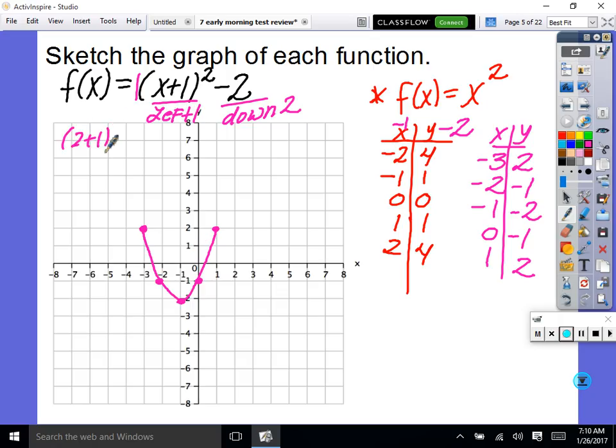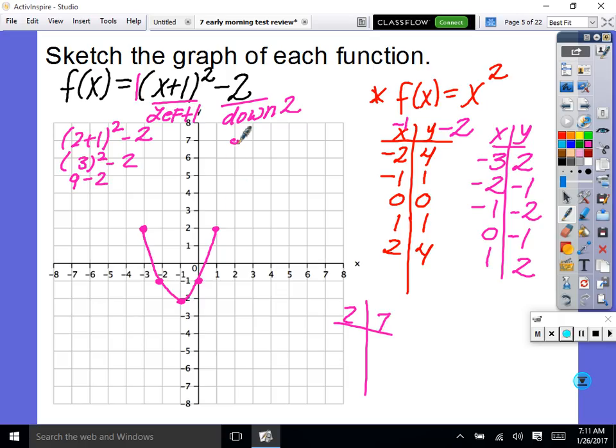2 plus 1 squared minus 2. So isn't that 3 squared minus 2? 9 minus 2, 9, 8, 7. So do you see how if I didn't plot that point, I'd get it wrong? Because that is on the graph. So that was 2, comma, and this was in this function, not the parent function. 2, comma, 7 was a point on our graph.